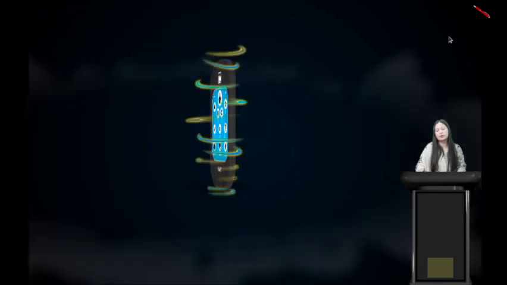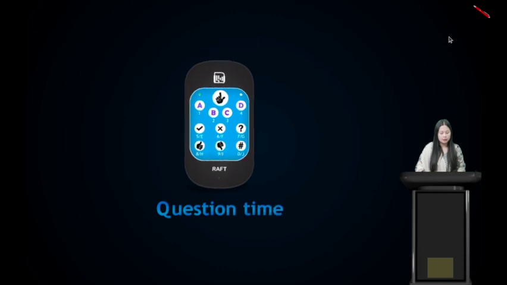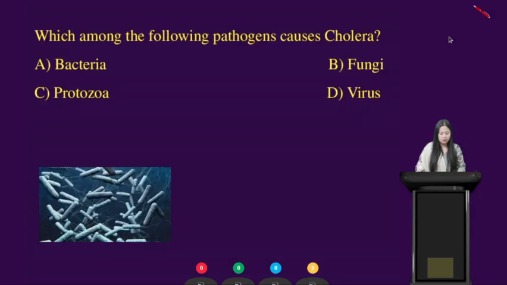Alright, students, we have another question. Please get your rough devices ready. The question is, which among the following pathogens causes cholera? We have four options here: bacteria, fungi, protozoa, virus. So I'm giving you 20 seconds to respond to this question. Your time starts now. Which among the following pathogens causes cholera?